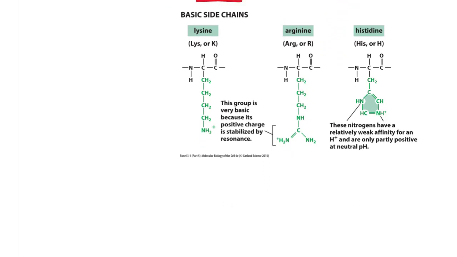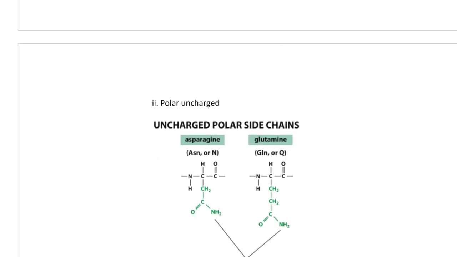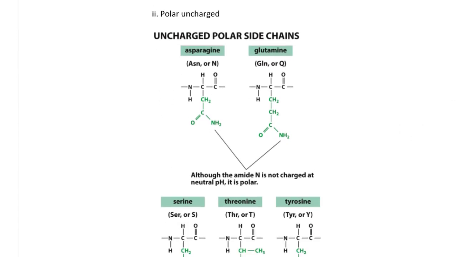And the basic will have a full positive charge. That is being shown here, here, here, right? So they all have a full permanent plus charge on them at pH 7. There are polar uncharged groups, meaning that the side chains are polar, they're hydrophilic, but there's not a permanent full plus charge or full negative charge, just partials.